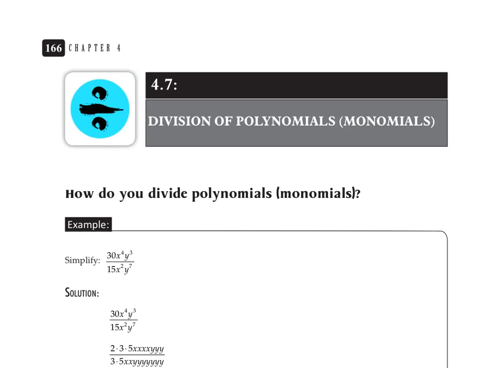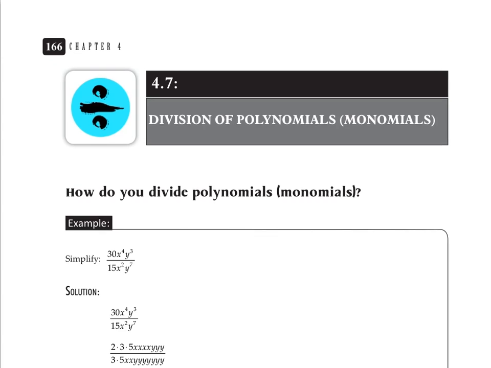All right, we're in section 4.7 of Al Grosch's book, Developmental Math 2. The topic of this video is division of polynomials. We're going to start with monomials, but we're really only going to divide by monomials. Division by higher polynomials is actually a topic for another class.